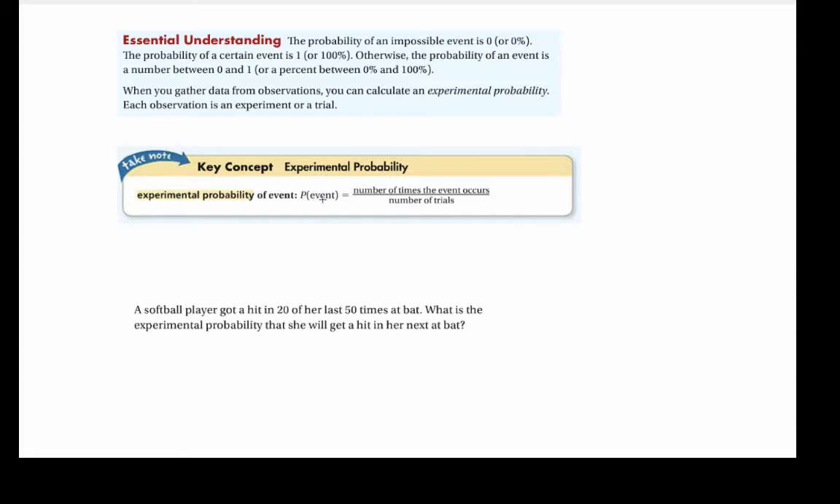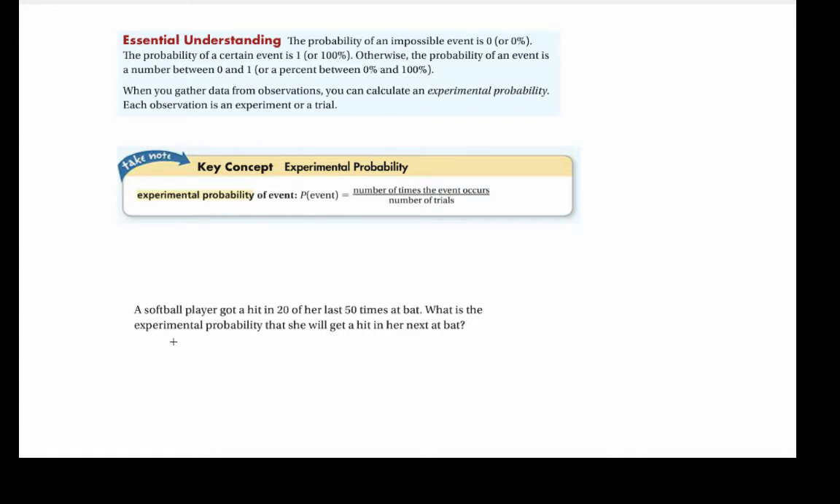And a lot of times we call this a favorable event or a favorable outcome, what we're looking for the probability of. And the way that we calculate it is the number of times the event occurs, and sometimes you'll hear this referred to as favorable outcomes, over the number of trials or the number of total possible outcomes.